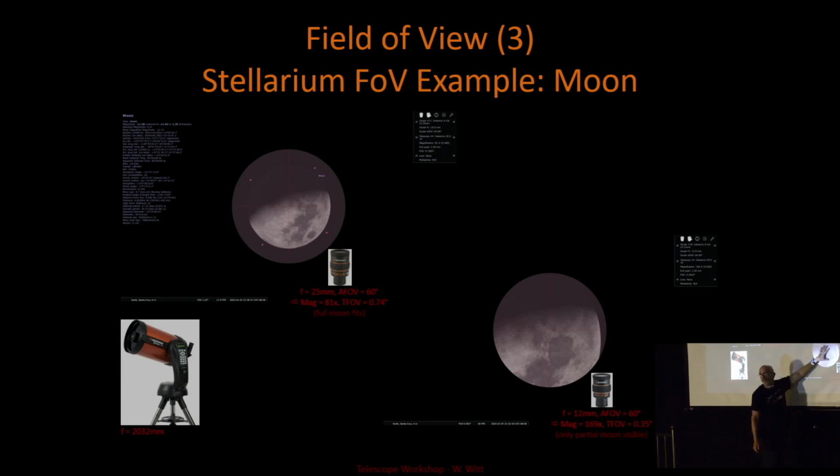With that same field of view, right? And we're just seeing a chunk of the moon. Maybe you want this if you really want to look at craters, right? But these are all trade-offs to think about when you go eyepiece shopping.